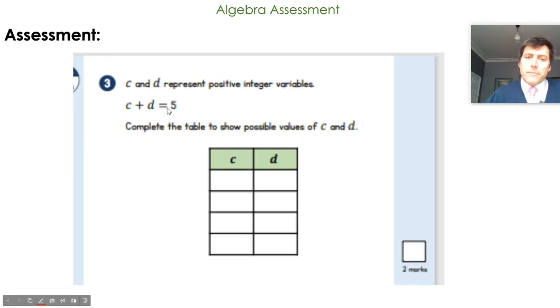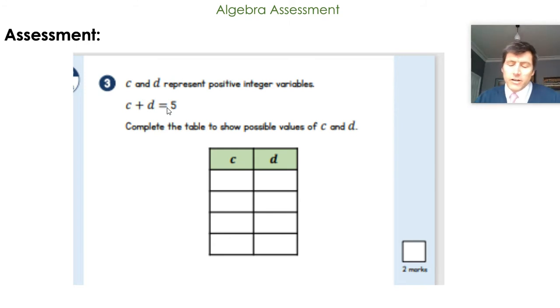C and D are representing positive integer variables. That means they're numbers. They're values that are positive. They're not negatives on that number line going beneath 0. So C plus D make 5. Basically here, you're working out number bonds to 5. So you've gone straight back to year 1 and reception and you're doing your number bonds. It's not too tricky.